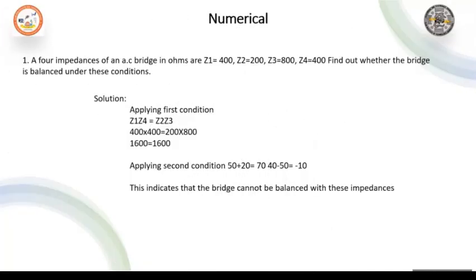Coming to numericals, we'll discuss a few problems. Here the four impedances of an AC bridge in ohms are given: Z1, Z2, Z3 and Z4. Find out whether the bridge is balanced under this condition. We know that at the balanced condition, Z1 into Z4 is equal to Z2 into Z3. So we get LHS equal to RHS. Applying the second condition, 50 plus 20 is equal to 70, and 40 minus 50 is equal to minus 10. It indicates that the bridge cannot be balanced with these impedances.